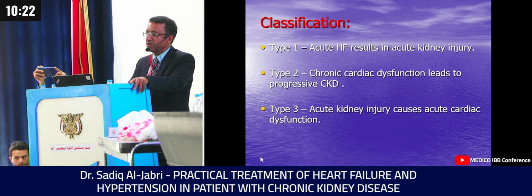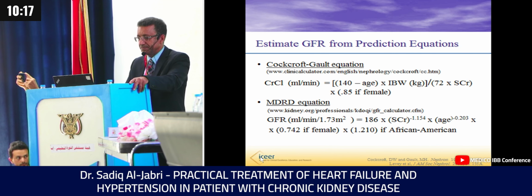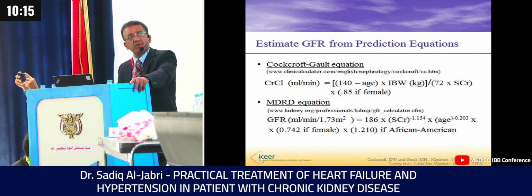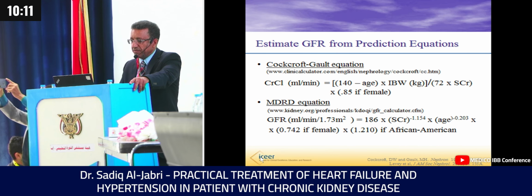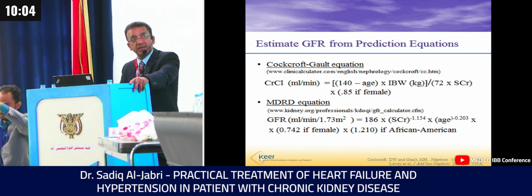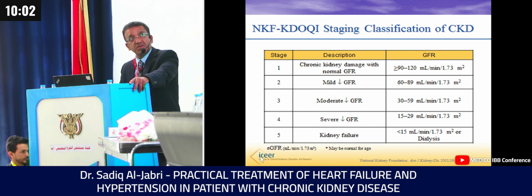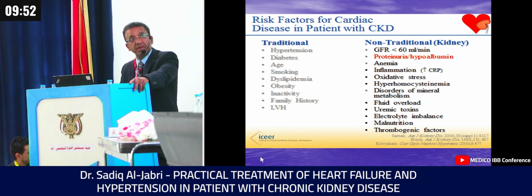The classification of renal syndrome is well known. I will skip it. We are using the Cockcroft-Gault equation to calculate the estimated GFR. Another equation is MDRD, which is very complicated and computerized. The stages of CKD, stage 1 up to 5, depend on the estimated GFR: more than 90 up to 120 ml per minute is stage 1, while stage 5 is less than 15 ml per minute.